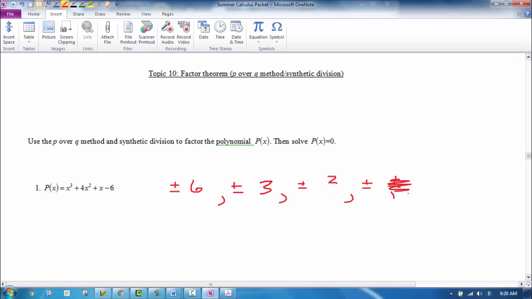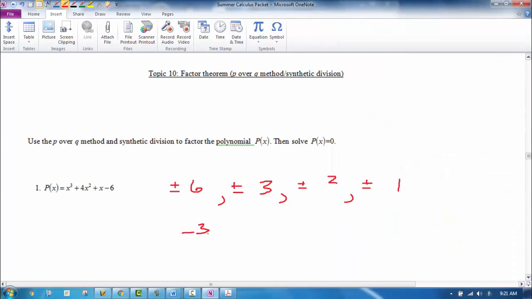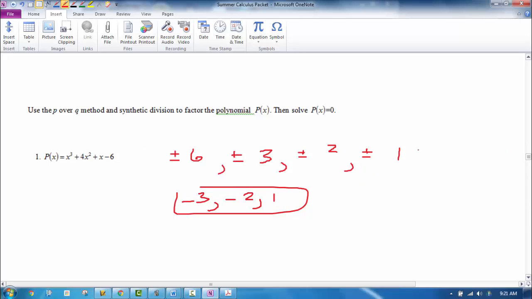Those are the places that we have to check to find out which ones are zeros. Now, I know this takes a while because there's 8 of them that we have to check, so I'm going to use the calculator to just graph this real quick. And I find that negative 3, negative 2, and positive 1 are the places that would have worked had I plugged all these in. And so then obviously this factors into (x plus 3)(x plus 2)(x minus 1).